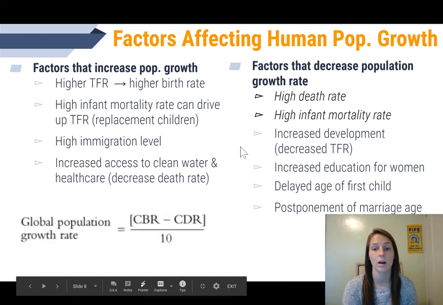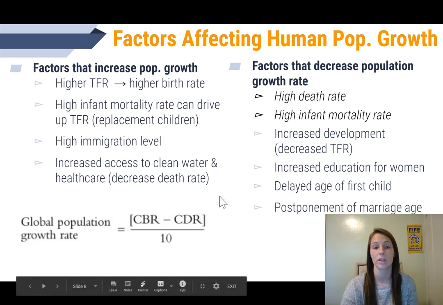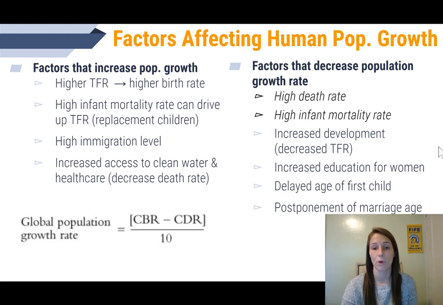And then increased education for women can decrease the population growth, because this leads to delayed age of first child and postponement of marriage age. And again, I explained all of that in 3.7, so you can go and revisit those if you need a little bit more of a connection of why that ties to a decreased population growth rate. But these are all going to be factors that are ultimately going to go into the numbers that we're seeing for that crude birth rate and that crude death rate. And so overall, it's going to impact the growth rate of human populations.